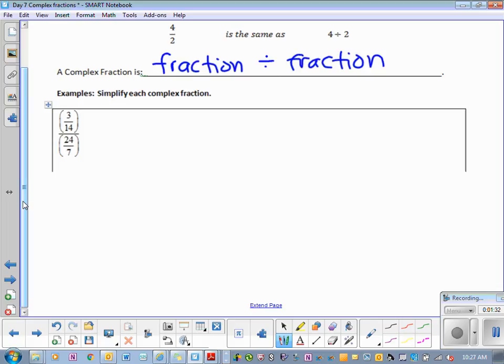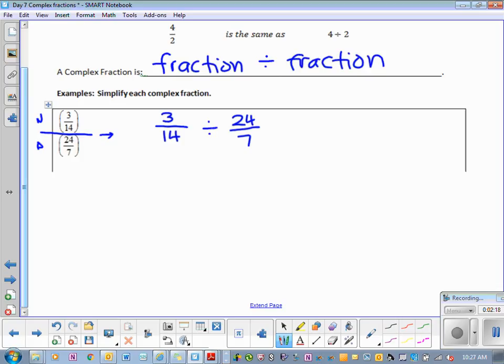Whenever you see complex fractions like this, the first thing I want you to do is just draw your fraction line just a little bit longer. That way, it's a little bit easier for you to differentiate between your numerator and your denominator. So what I'm going to do is rewrite this as a division problem, because that's what it is. 3 over 14 divided by 24 over 7, right? That's what that is.